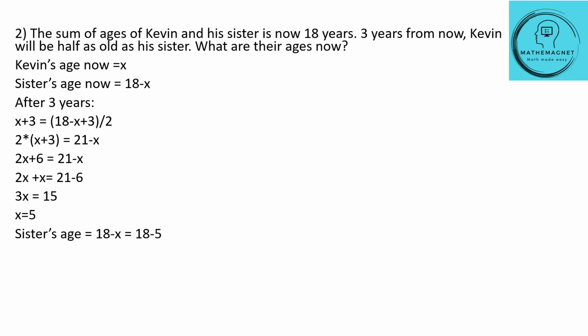So Kevin's age now is 5 and sister's age will be 18 minus x, which is 18 minus 5, which is equal to 13. So Kevin's age is 5 years and sister's age will be 13 years.